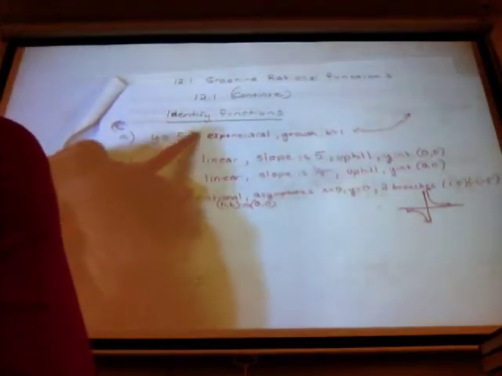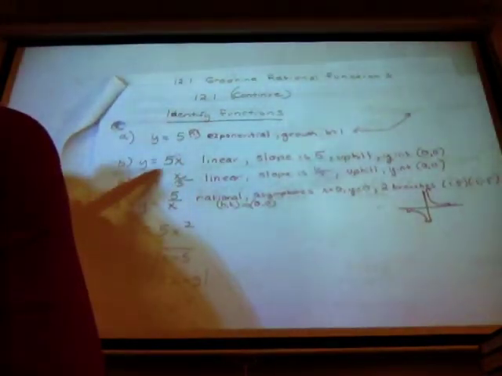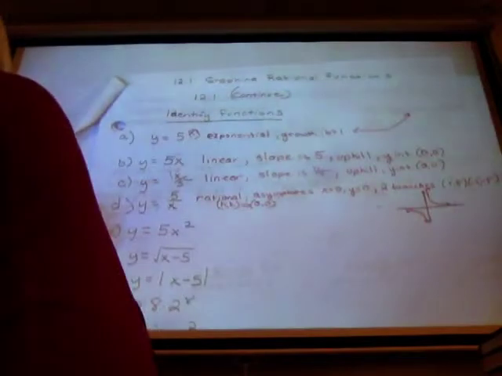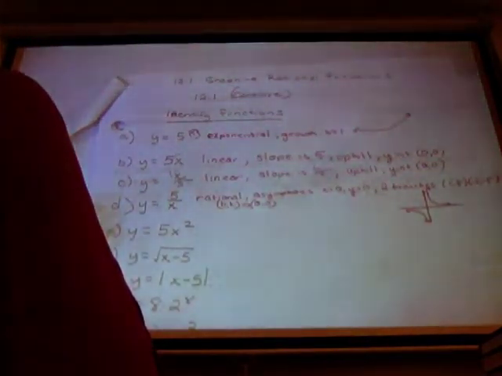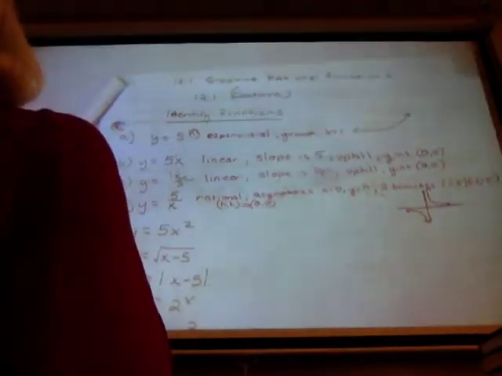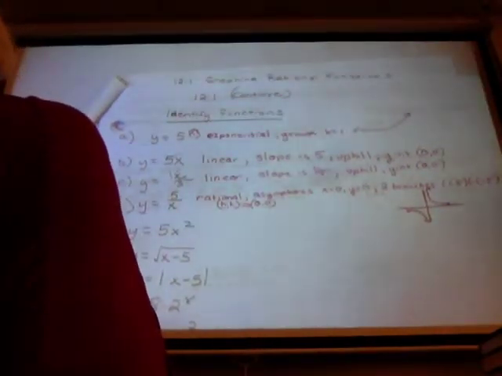Look how similar all of these are. This is exponential because the x is in the exponent. This is linear because x is the base. 5 is a coefficient. This can be written as 1/5 x. This is the base. 1/5 is a coefficient. Here you're dividing by x, so it's a rational function because it's a fraction of polynomials. The x is in the denominator.